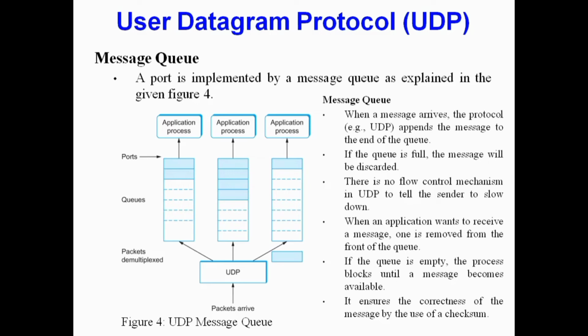So how do we ensure the correctness of the message? Here the checksum comes into the picture. The checksum ensures the correctness of the message. So using the message queue, a port can be implemented as shown in figure 4.